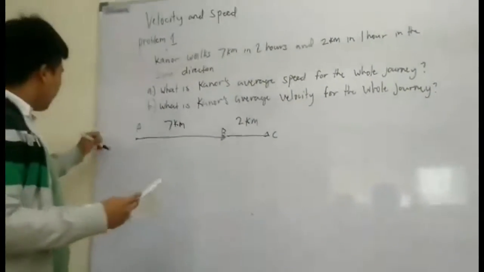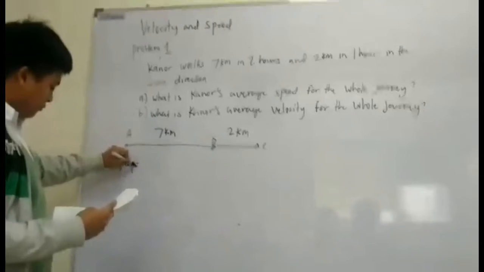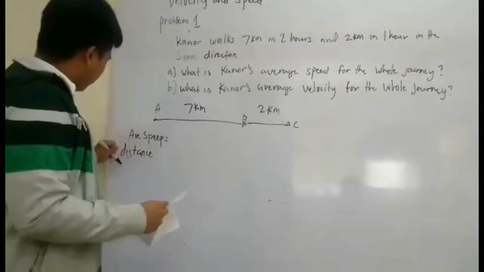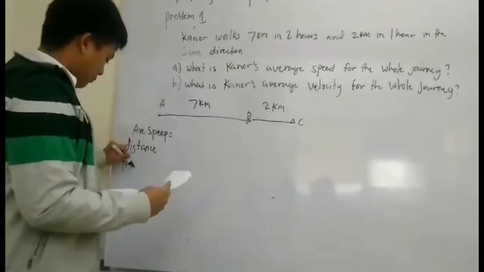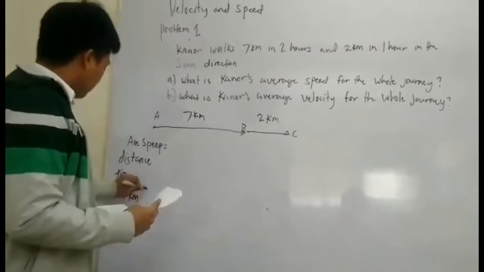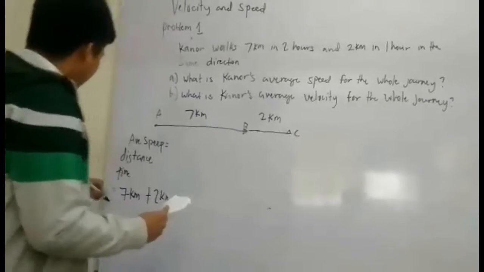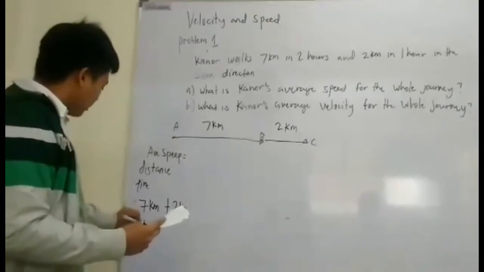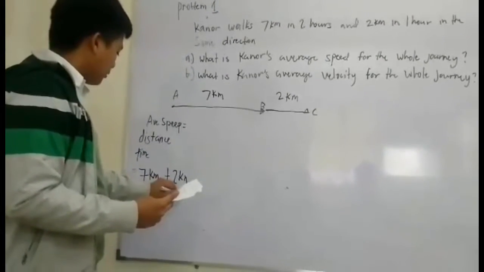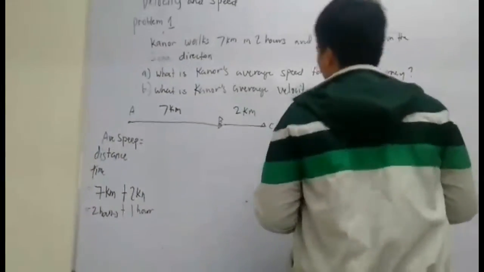So, the average speed is distance over time. 7 kilometers plus 2 kilometers, and then the time is 2 hours plus 1 hour. So this is the formula on how we get the average speed.